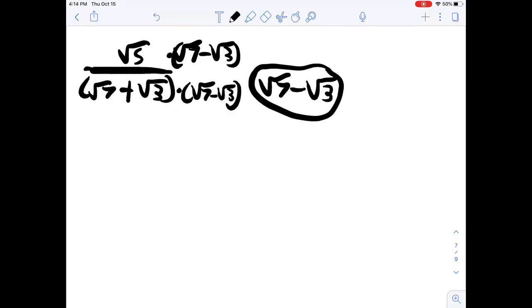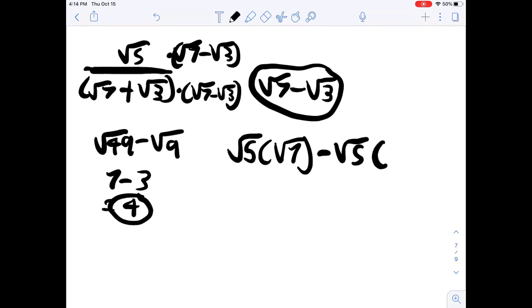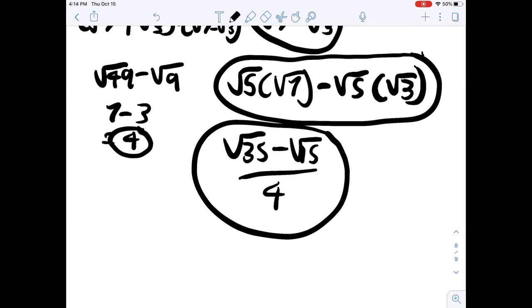and so we get the square root of 49 minus the square root of 9, which is 7 minus 3, which is 4. So this is going to be the denominator. Now let's deal with the top. So we have this, which is the square root of 35 minus the square root of 15. And this is the final answer.